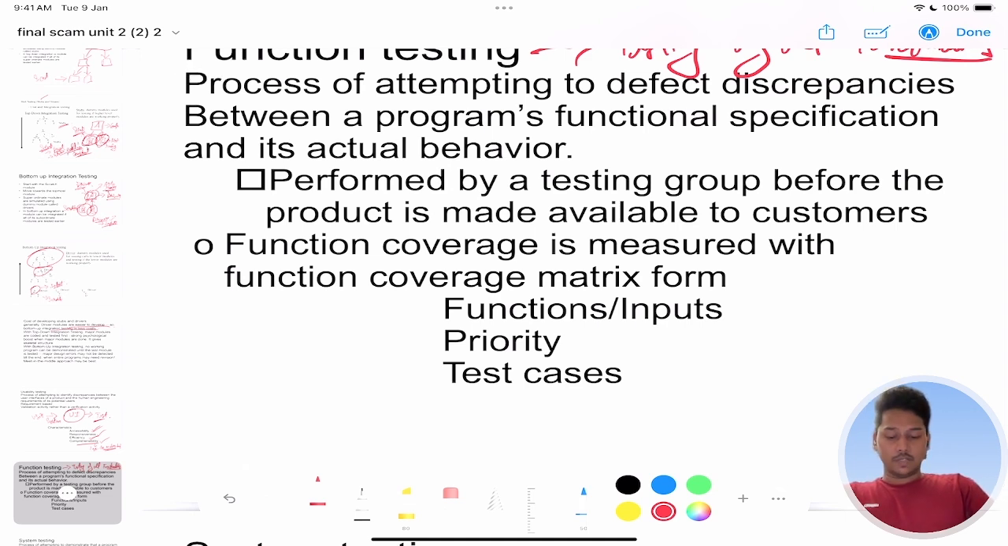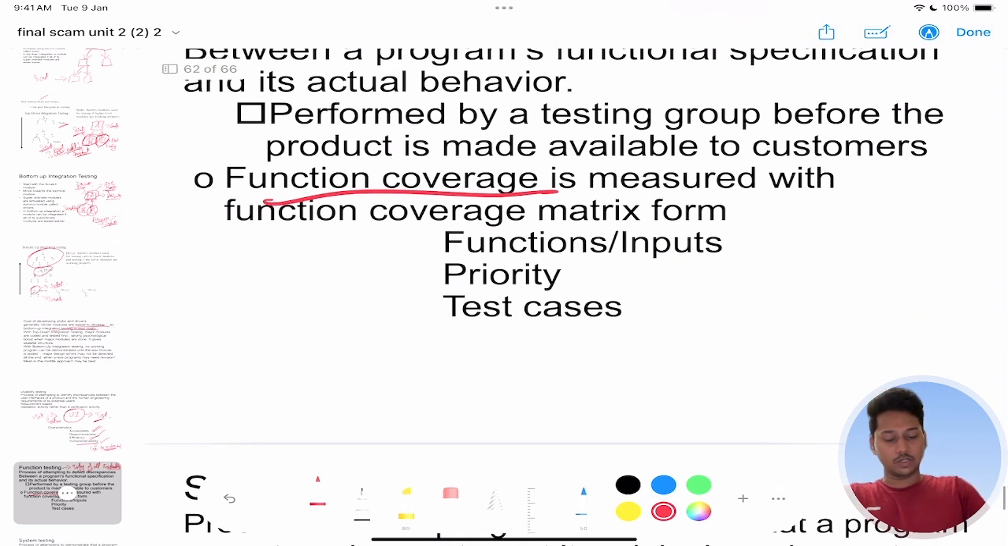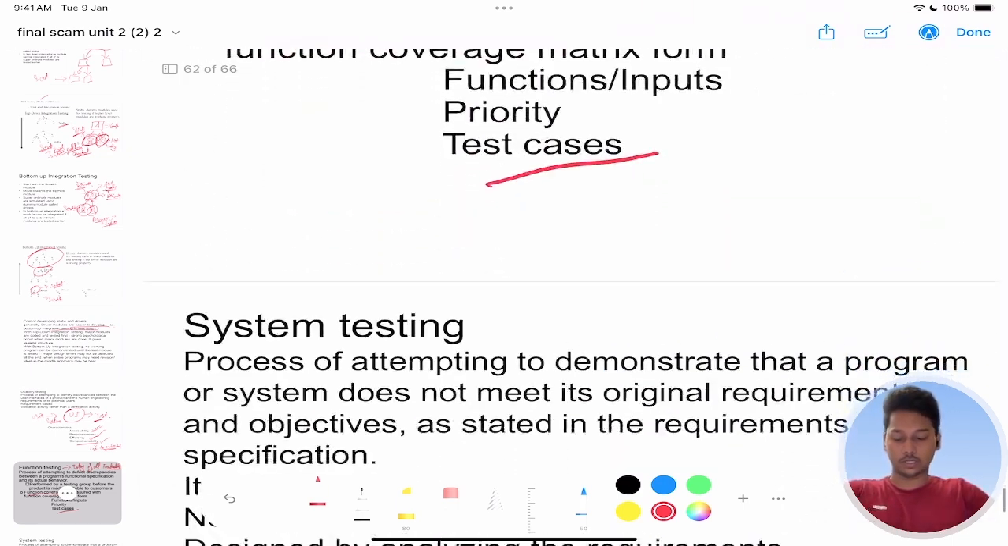Functional testing includes function coverage. Function coverage is checking whether all the functions are covered or not. This can be done using test cases.